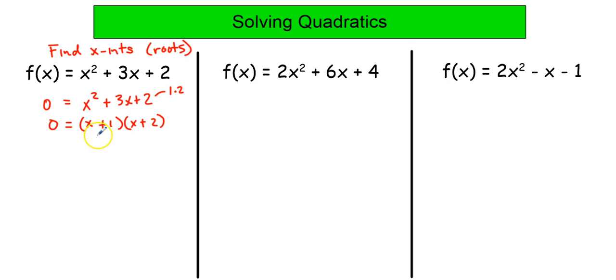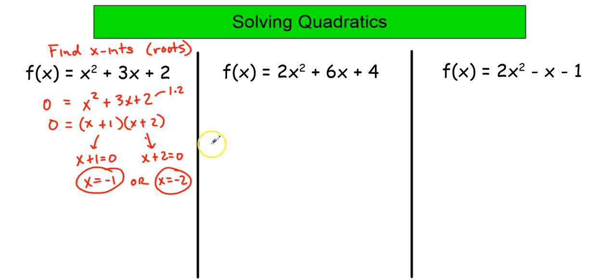And then we use the zero product property. I've got two things multiplied that give me 0, so one or the other has to be 0. So I just split them up like this and then go through and solve for x. So here I've got one of my answers. x can be -1 or x is -2. So that's the first type, nice easy factorable.